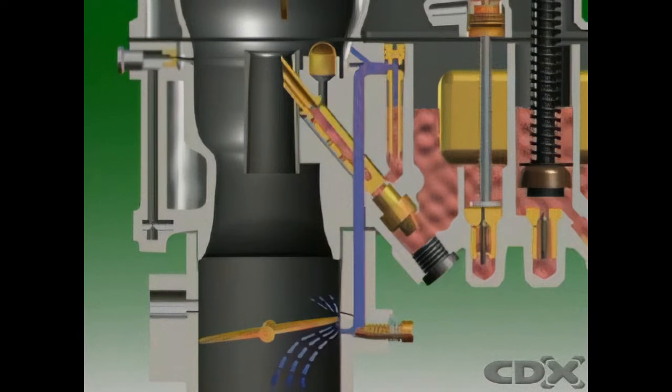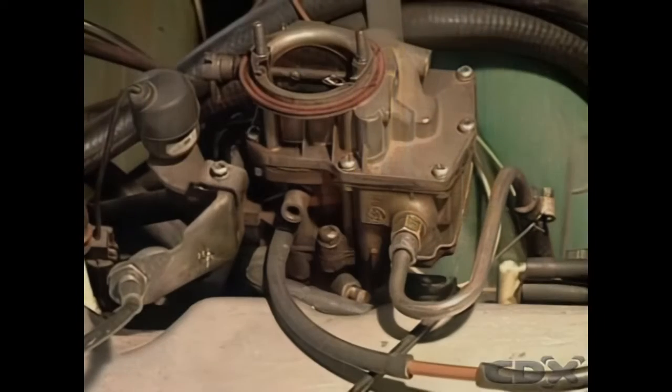Fuel flows from the float bowl through the idle passages and into the carburetor below the throttle valve at the idle port. The air bleed lets air enter the fuel on its way from the float bowl. This helps aerate the fuel before it reaches the idle port.